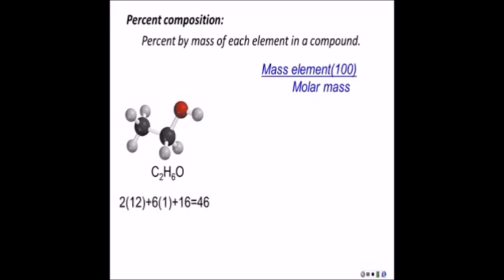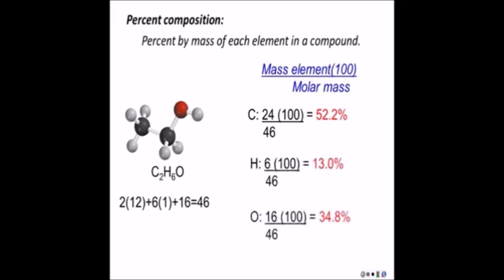So the molar mass for ethyl alcohol, if I figure that out, would be 46. So what about for the carbon? Well, carbon is contributing 24 out of the 46. So there's 24 times 100 over 46, 52.2%. Make sure you don't just put the atomic mass of the element on top. It's whatever that element is contributing to the total mass. For hydrogen, it would be 13%. For oxygen, 34.8%.